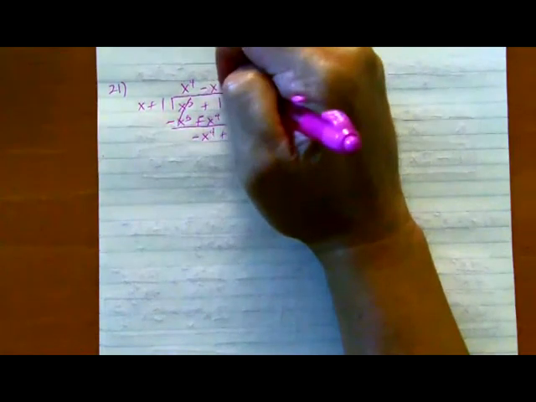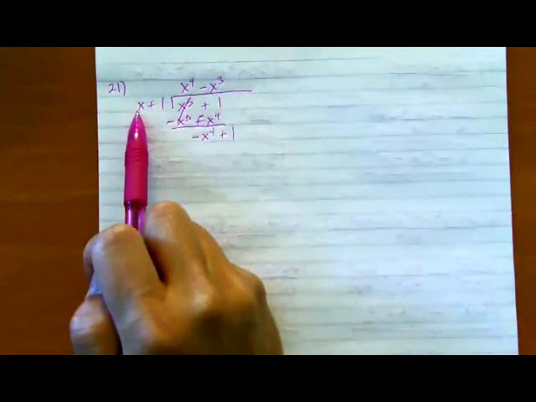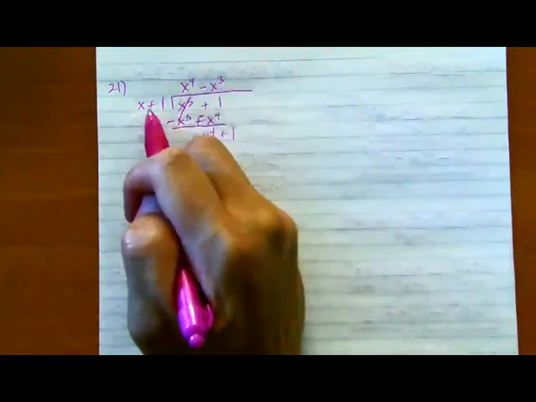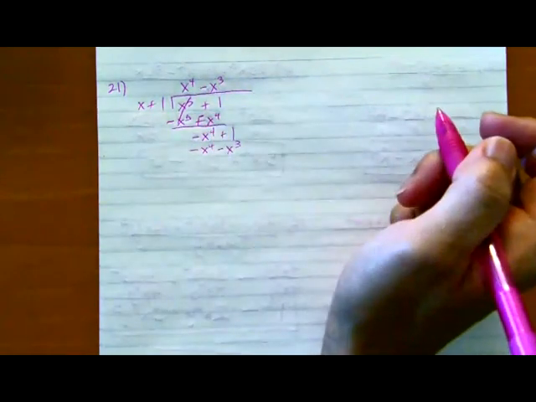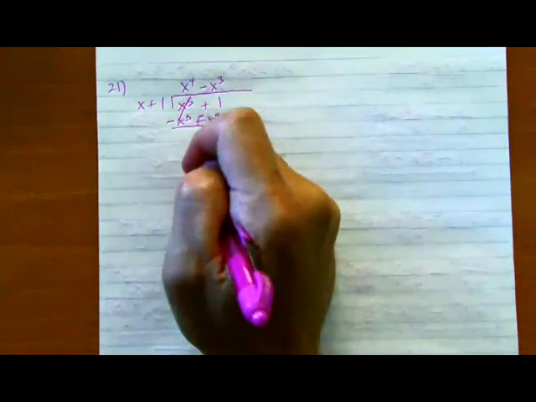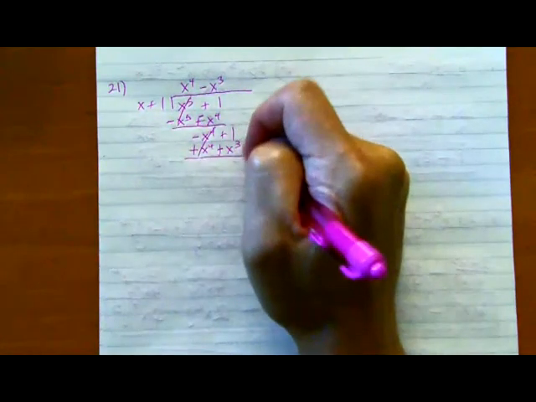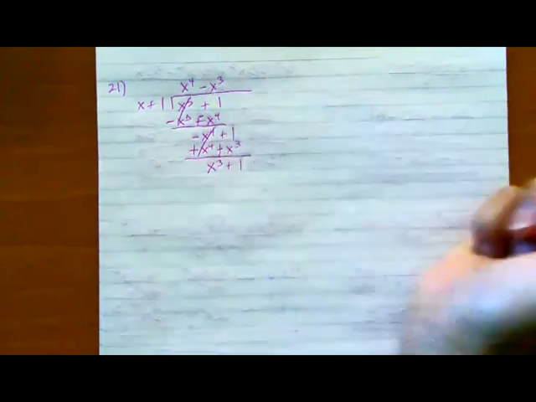Negative x to the 3rd. Negative x to the 3rd times x is negative x to the 4th. Negative x to the 3rd times 1 is negative x to the 3rd. We need to subtract, so the signs change. This becomes plus, this becomes plus. That cancels. You can combine the terms. We'll just write it: x to the 3rd plus 1.